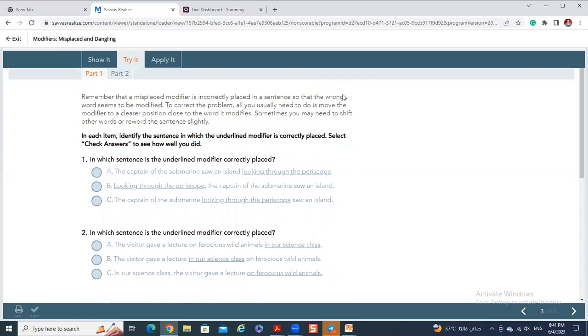Let's now solve together. In each item, identify the sentence in which the underlined modifier is correctly placed. I need the underlined modifier to be correct in its place. Which one? The captain of the submarine saw an island looking through the periscope. Looking through the periscope, the captain of the submarine saw an island. The captain of the submarine looking through the periscope saw an island. Which one is right?